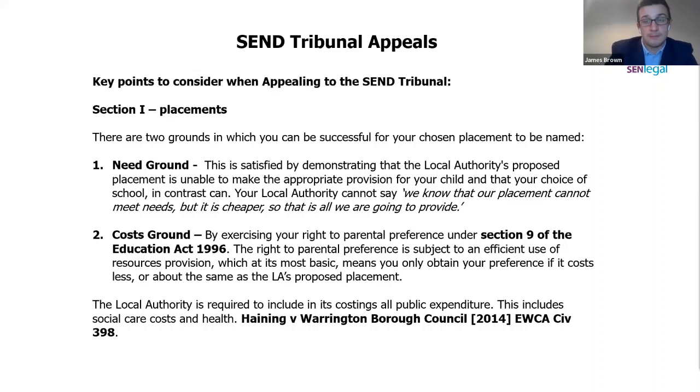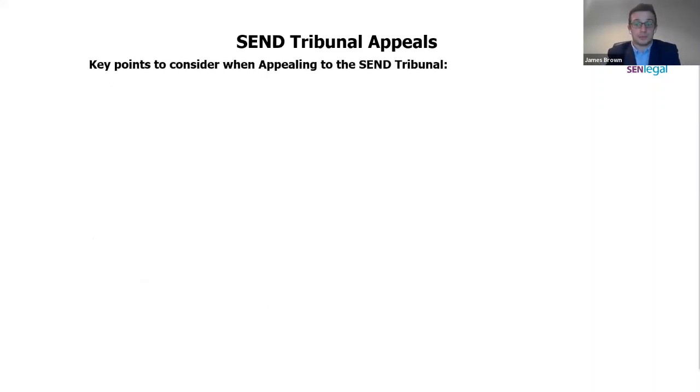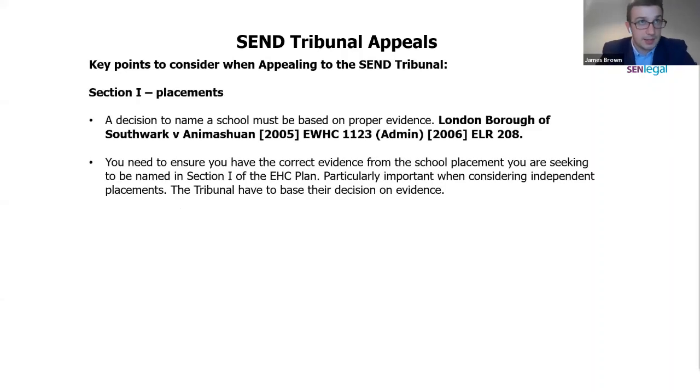Looking more specifically at Section I placements and the evidence you would need, an important point there is a decision to name a school must be based on proper evidence. So you need to ensure that you have the proper evidence to make sure that the local authority can name that school in Section I of the EHC Plan. And that's especially important when you're considering independent placements, because the tribunal needs to be satisfied that yes, this is the right school to be named, and that decision has to be based on evidence.